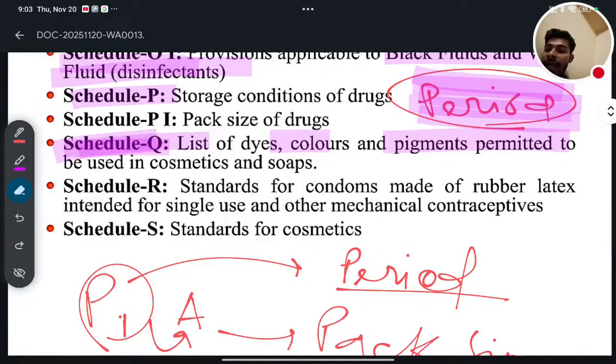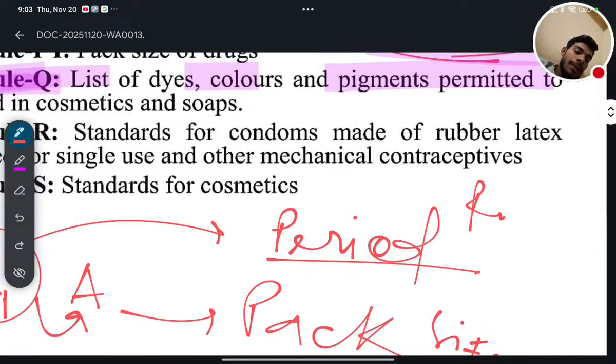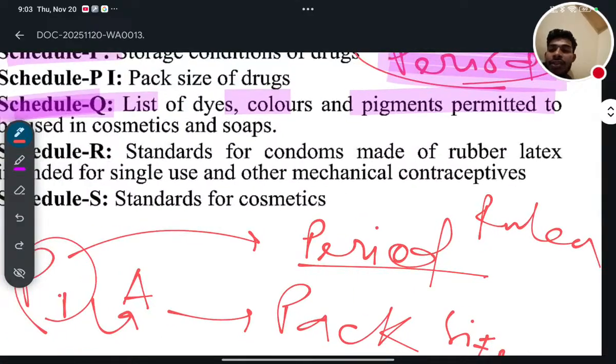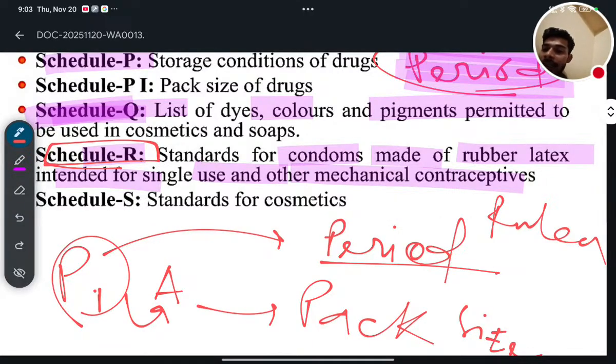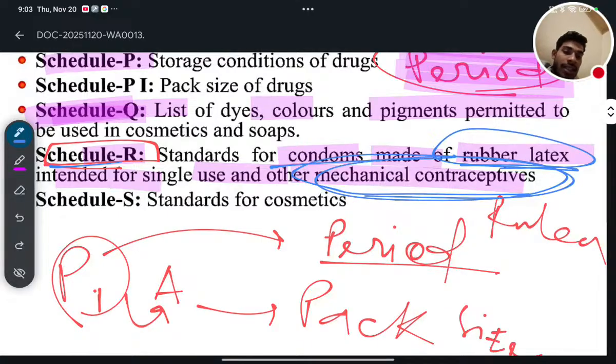Next, Schedule R. R for rubber. Rubber starts with R. Schedule R stands for condoms made of rubber latex intended for single use and other mechanical contraceptives.